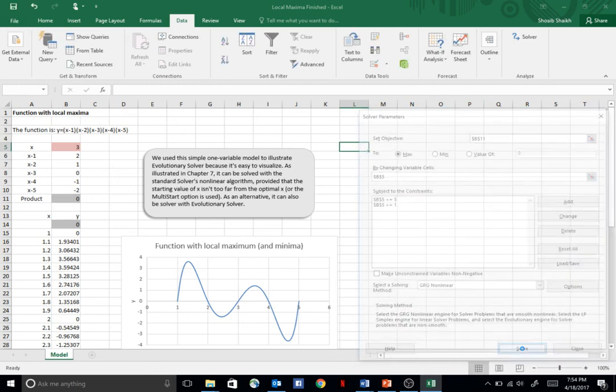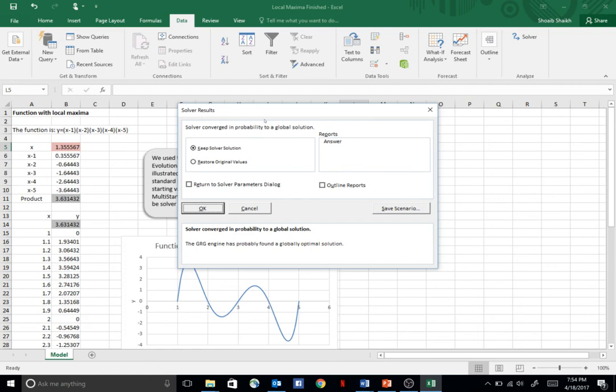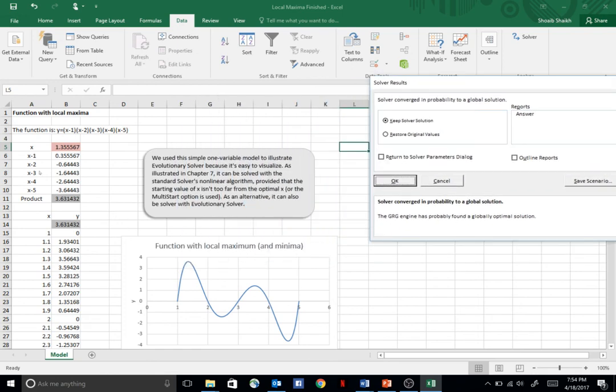I hit solve, and now you'll see that the solution is 1.355, which corresponds to this point right here. In other words, using that multi-start option in Solver, I was able to calculate the global optima of the nonlinear function.